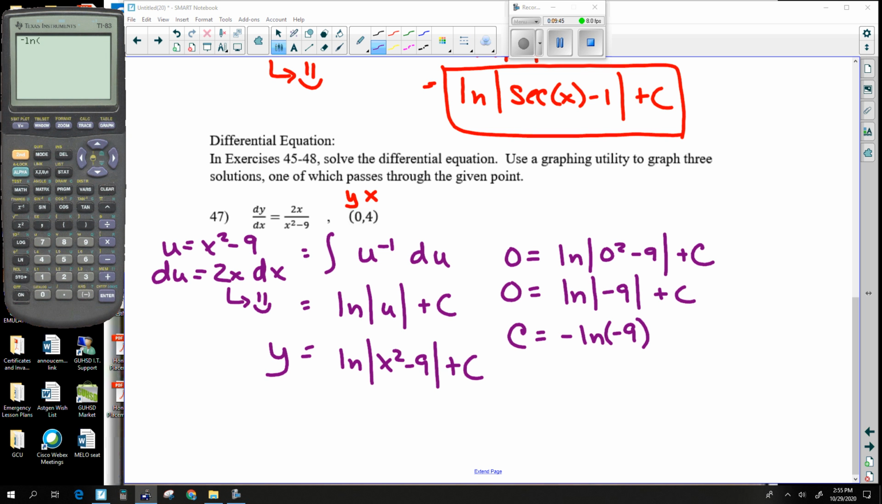Excuse me, not of negative 9, because you can't take a ln of a negative number. That's why it's an absolute value. Right? Positive 9. So c is equal to approximately, you can keep it like this, negative 2.1972. Approximately. Exactly, it'd be the negative ln of 9. Okay, so that is exactly one solution.